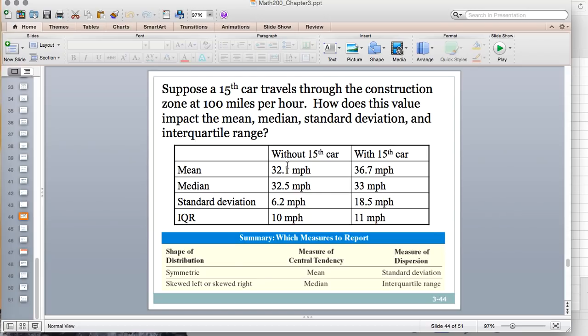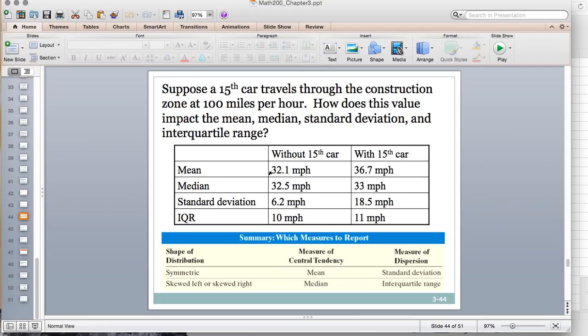But if we take a look at the mean and the standard deviation, the mean goes from 32.1 to 36.7, which is quite a large change. And the standard deviation changes by a lot. It goes from 6.2 to 18.5. So this is actually demonstrating the meaning of resistance. When we have an outlier, it affects the mean and the standard deviation quite a bit.